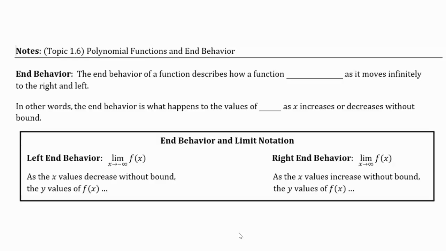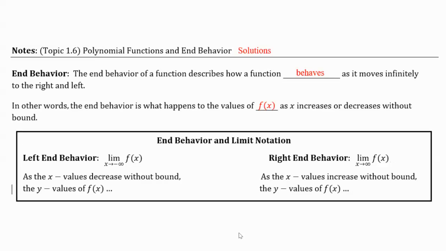Today we're going to talk about polynomial functions and their end behavior. The end behavior of a function describes how a function behaves as it moves infinitely to the right and the left. In other words, the end behavior is what happens to the values of f of x, or y, as x increases or decreases without bound.